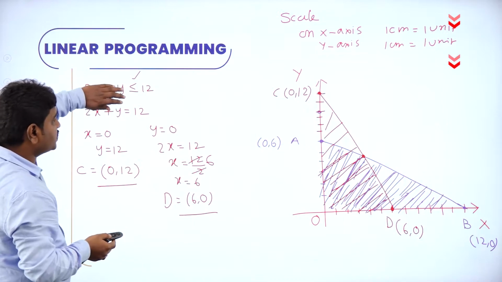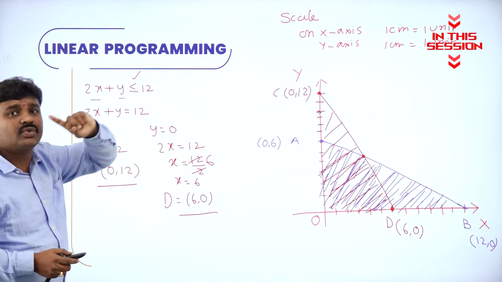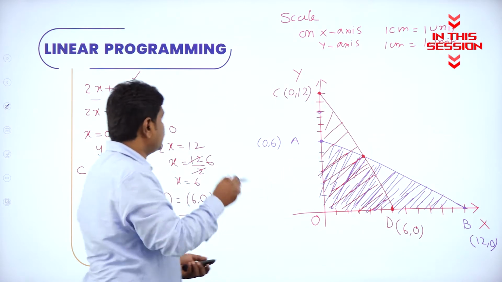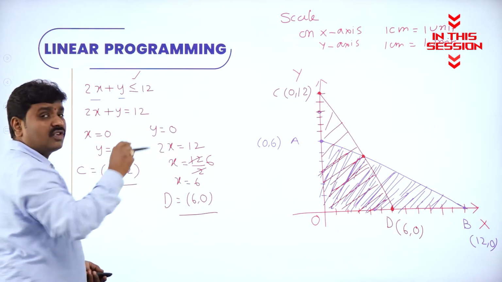0, it will become the LHS. 0 less than 12. 0 less than 12 is true. So I should go towards 0. 0 means origin, so I should shade below. Or generally, less than means, for a line of the form ax plus by equal to constant.